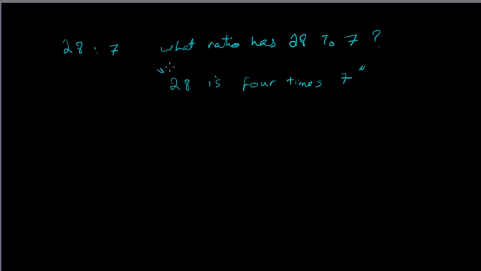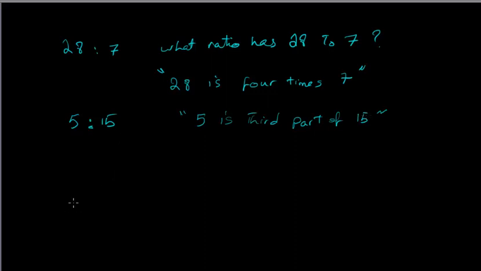So we respond with a sentence. In our sentence, we always begin with the first term and end with the second term. If we are asked what ratio has 5 to 15, let me write it the same style, 5 to 15. This is called the inverse version or inverse ratio of 15 to 5. Then our response would be 5 is a third part of 15.